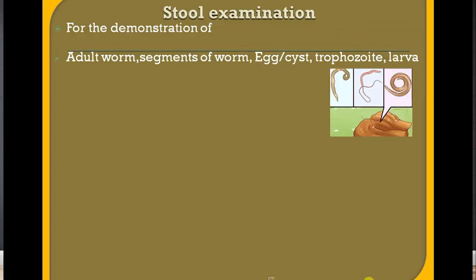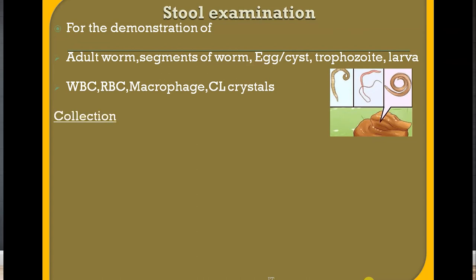It is used mainly for the demonstration of adult worms or segments of the parasites. In some parasites, for example, Taenia species, you get the segments of the parasite in the stool sample, as well as eggs, cysts, trophozoites or larval stages. Along with the parasite or its parts, we can detect WBC, RBC, macrophages, and Charcot-Leyden crystals. How do we collect it?